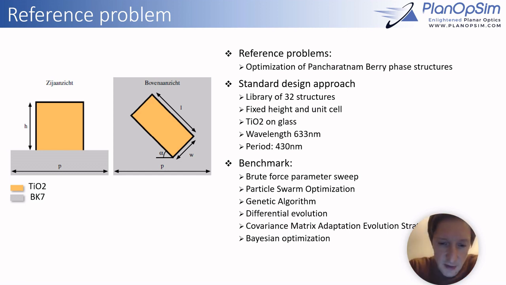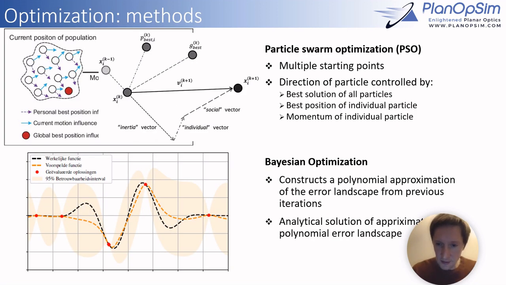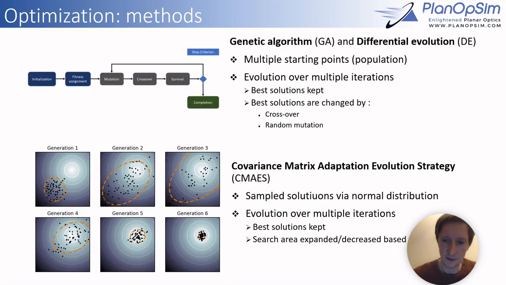As a base case, a brute force parameter sweep of these three parameters, using particle swarm optimization, genetic algorithm, differential evolution, covariance matrix adaptation strategy, and Bayesian optimization. I won't run in detail through each of these. We used a standard implementation to be found in various libraries, both for the particle swarm and for the Bayesian optimization, which allows us also to get a good estimate, a polynomial approximation over the error landscape, the genetic and differential evolution algorithms, which start from a population that then evolves over time, and the covariance matrix adaptation strategy.